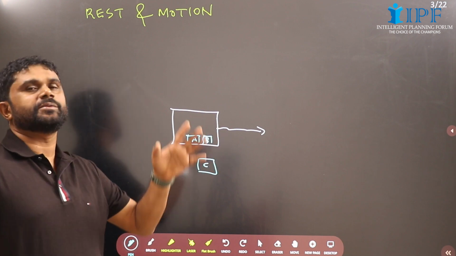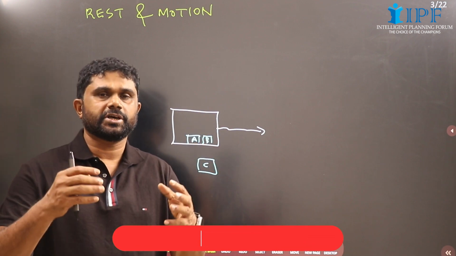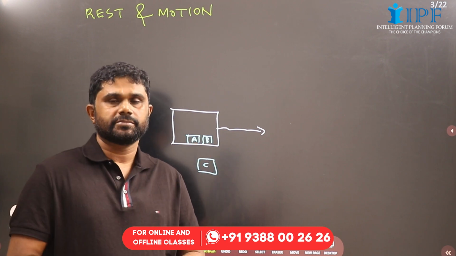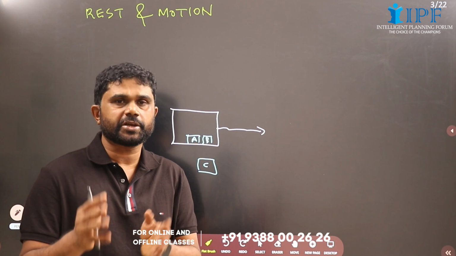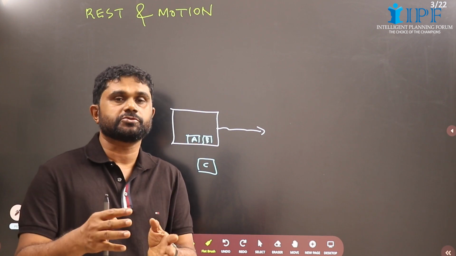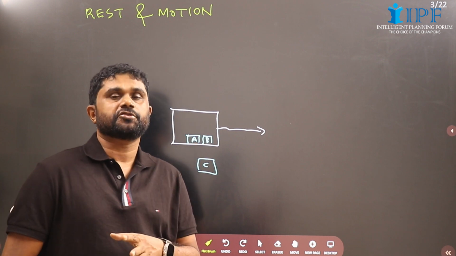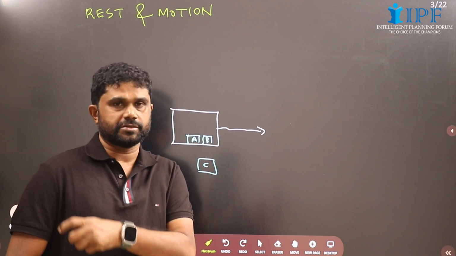C will say B is in motion. So the passenger B is at rest and at the same time B is in motion. With respect to A, B is at rest. With respect to C, B is in motion. So the state of rest and state of motion are relative terms.